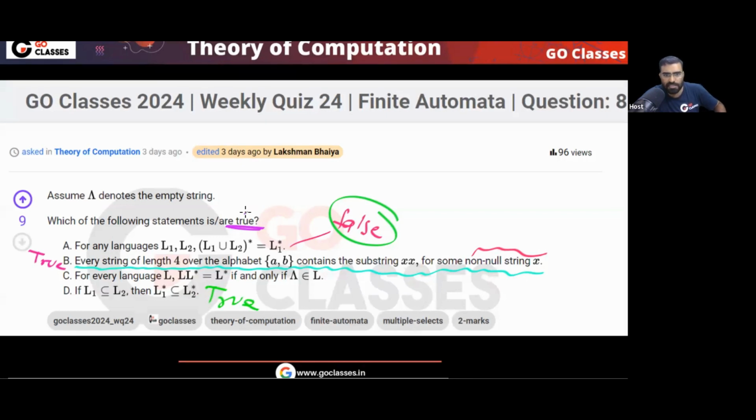So finally your answer, the question is asking for the true statements. So the answer will be B, C, D. This will be the answer, B, C, D. Please tell me, did you understand all the questions so far?